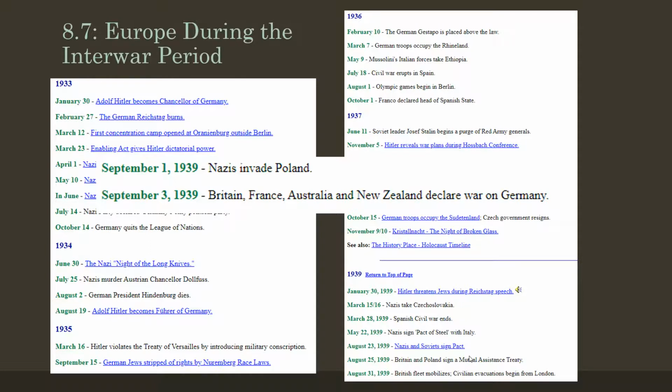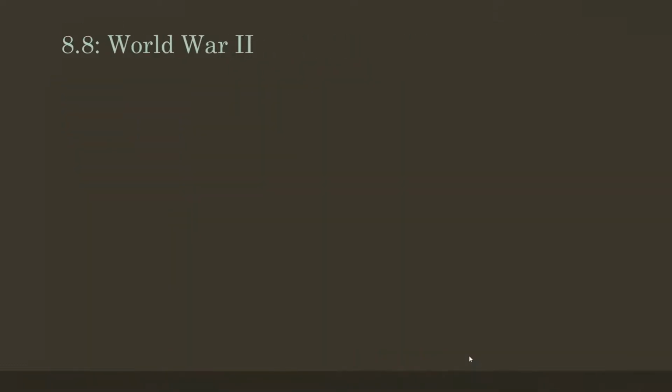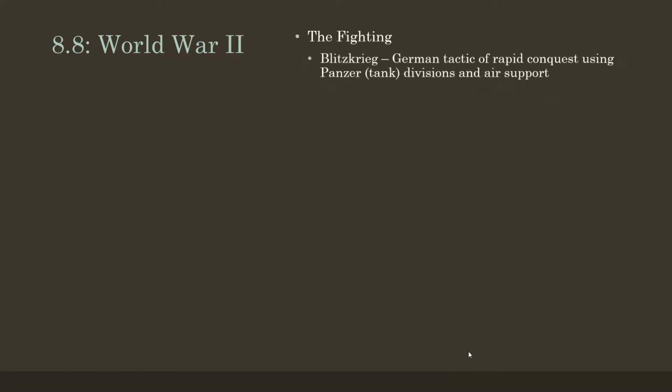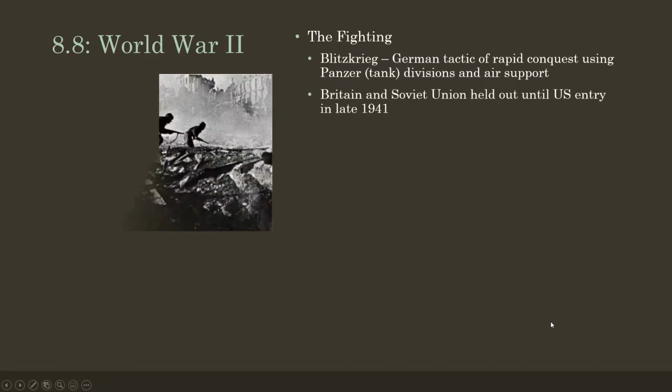Poland is going to fall very quickly in September of 1939. And then for the next 6 months, there will be what's called the Phony War. And the Phony War is this time when countries are mobilizing for war, but there's no fighting going on. And there's some optimism that maybe the war could be averted, but then, it can't be averted. Blitzkrieg. You've heard Blitzkrieg before. German tactic of rapid conquest using panzer divisions and air support.